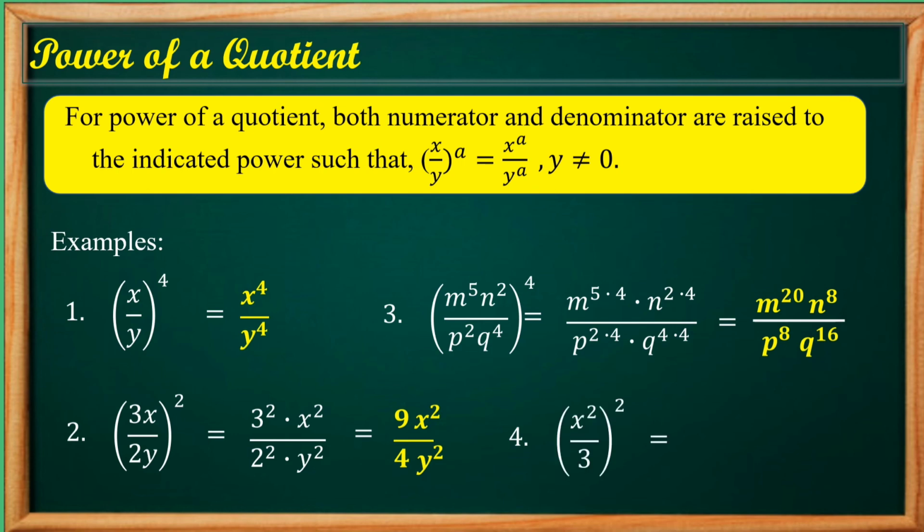Then for example, we have here x squared over 3 raised to the power of 2, then x squared times 2, o 2 times 2 exponent natin, then 3 raised to 2, then you will have x raised to 4, then you will have here 9. Okay? Our exponent here is 4.